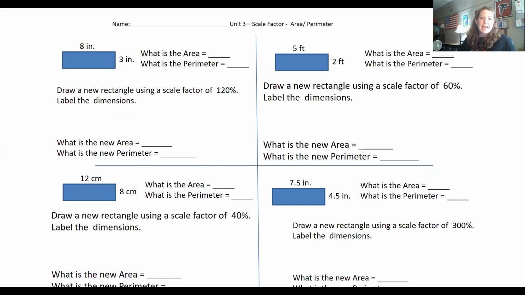All right, so here we have rectangles. We're supposed to draw a new one. So with the scale factor of 120%, is it going to be bigger or smaller? Well, it's going to be bigger because it's more than 100%. So we would draw our rectangle and label the dimensions. 8 times 1.2 would be 9.6.